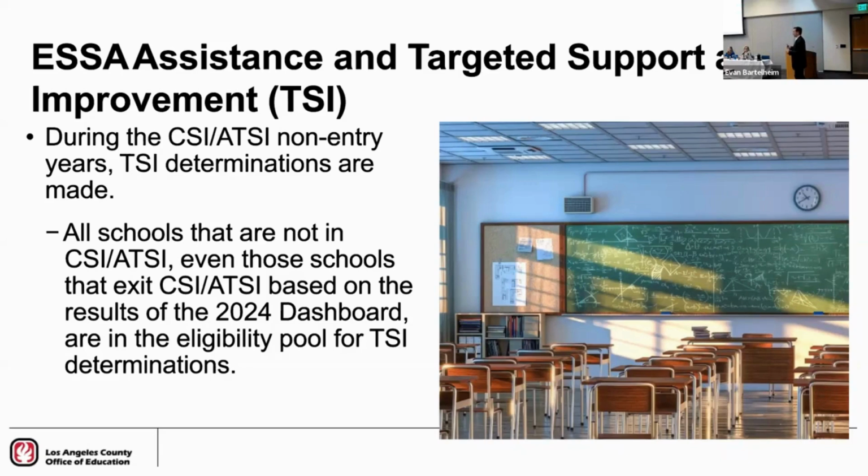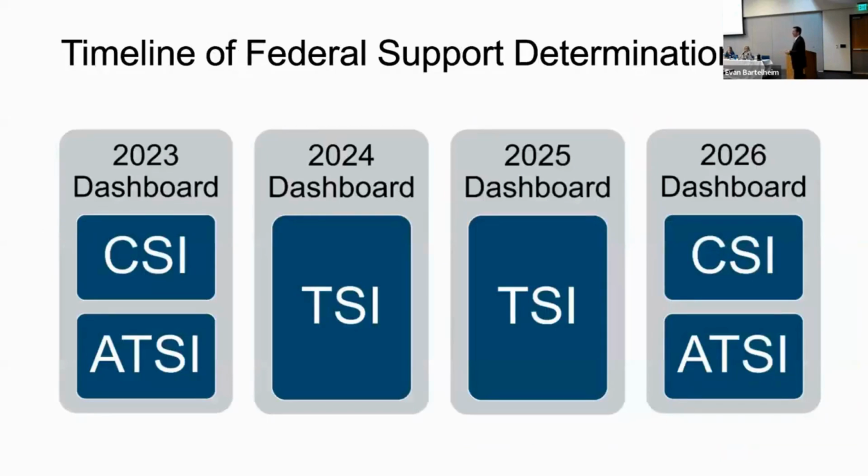And the way that would happen is if you were eligible for a student group, let's say your English learners had you eligible for ATSI, you met the exit criteria for that student group, but now students with disabilities meet the eligibility requirements, then you would be eligible for TSI this year. And we'll get into more detail as we get closer. This will be kind of the model. So every 3 years, you'll have this identification in between, the TSI in between, and then the 2026 dashboard will again.